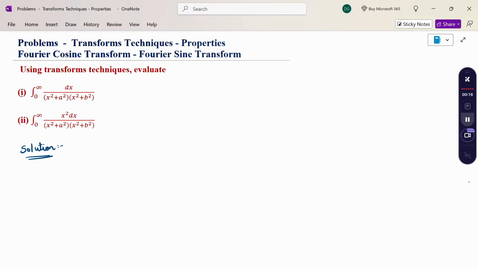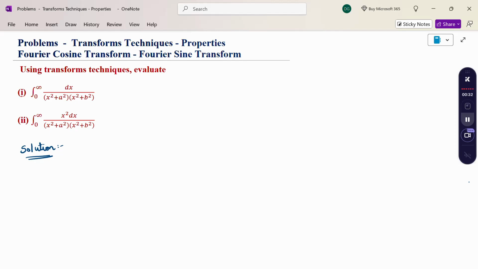Using the transform technique, evaluate the first question, integration of 0 to infinity dx divided by (x square plus a square) into (x square plus b square), and second question, integration of 0 to infinity x square dx divided by (x square plus a square) into (x square plus b square).